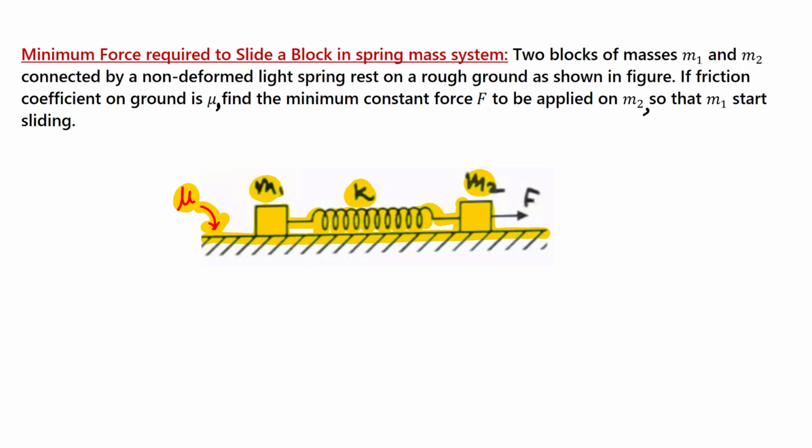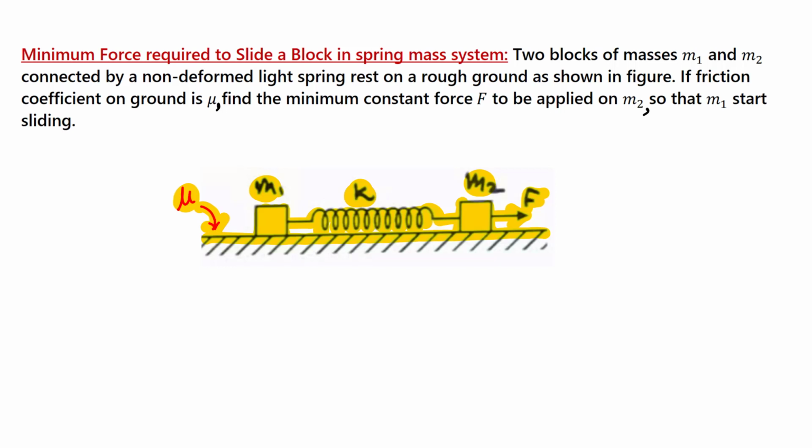The spring constant is given, k, and on mass m2 we are applying a force F. So the question says we have to find the minimum value of this force, which is constant, so that mass m1 just starts moving, just starts sliding. So let us read the problem.